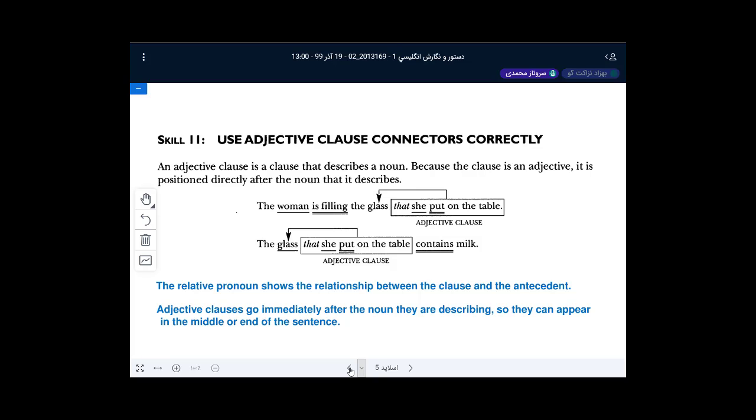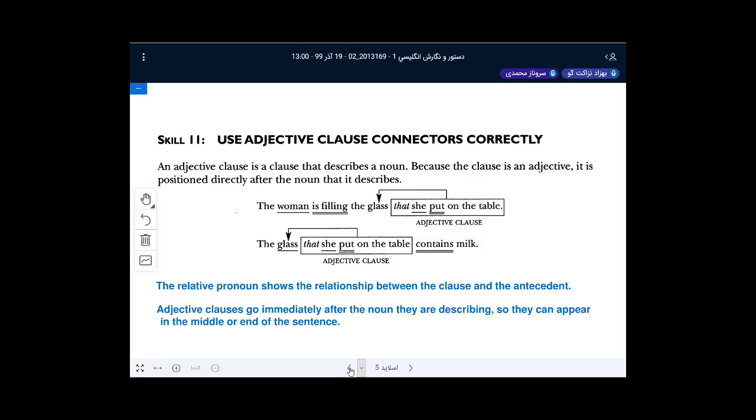Sure. Skill 2: Use adjective clause connectors correctly. An adjective skill 11, okay, we already covered. This is by the book. Actually, I have gathered extra information, and it is beyond the scope of the book. So you see, extra information, and it is compatible with the book, but it adds extra information because the book does not talk anything about relative pronouns. But we should know that the relative pronouns can function as adjective clauses.